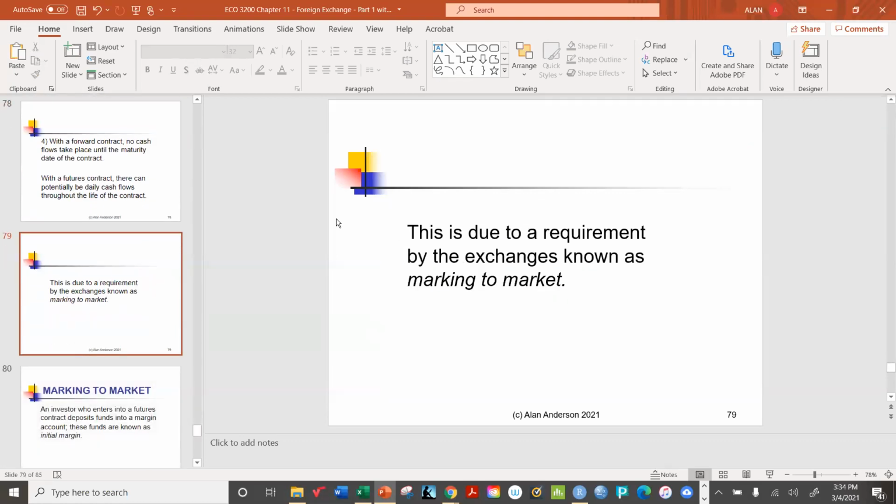So we call this marking to market. And this is only going to happen on a futures contract, not a forward contract. With a futures contract, the value of your position is reevaluated every single day. And if things aren't going so well, they may ask you for even more money to be put into your account. And that could end up costing you a lot of money. Imagine yourself buying one of these contracts, and all of a sudden they're calling you up saying, you've got to deposit another $1,000, or you've got to deposit another $3,000. So this is one of the real drawbacks to futures contracts.